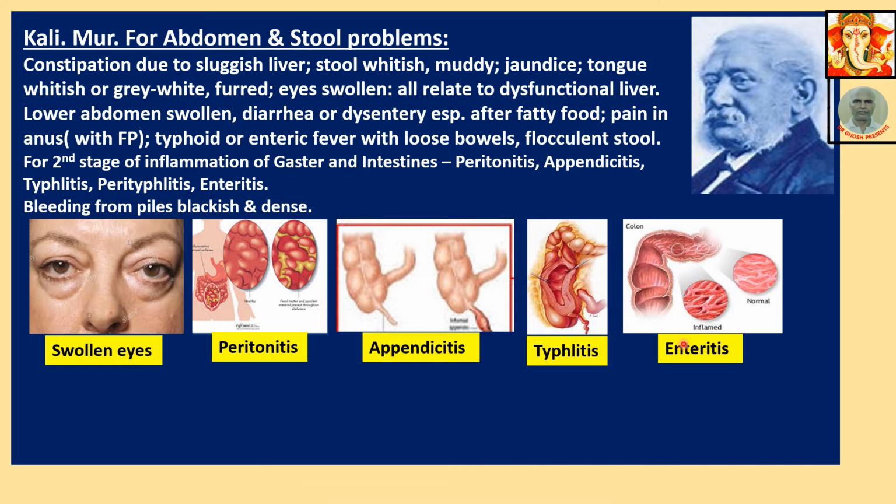problematic than ordinary enteritis. But homeopathy has a great scope in Crohn's disease and ulcerative colitis. Because these are autoimmune diseases, modern medicine has no remedy here, but we have.